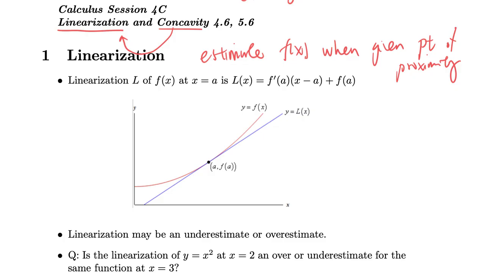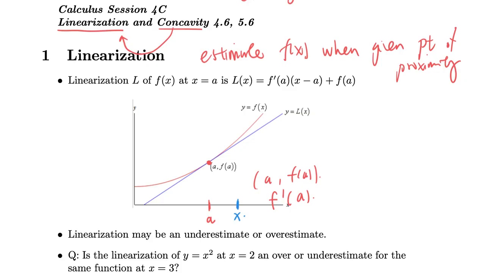And to do this, we need to be given what f of a is. So we need to be given the function at a, right? And we also need to have the derivative at a. So we need f of a and f prime of a, right? So this is what we need. We need to get this point, we need to know its f value, and we need to know its derivative, or f prime value.